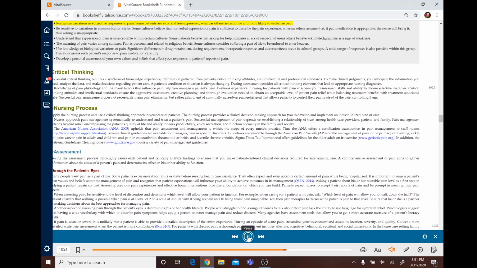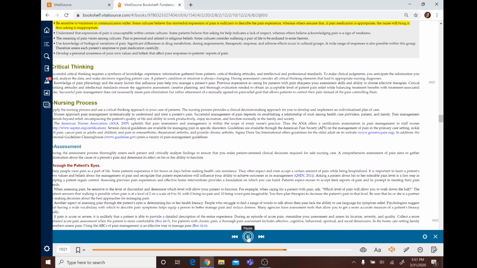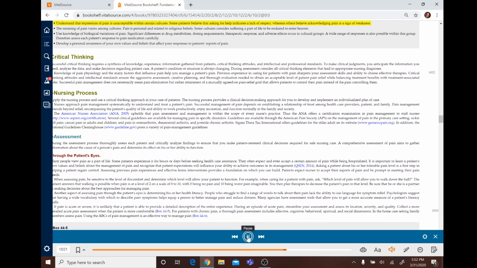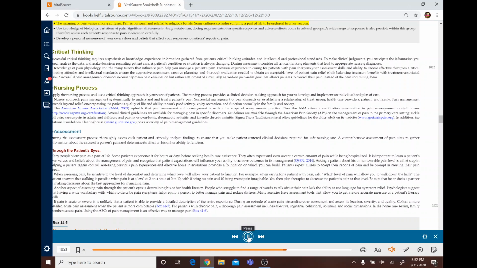Recognize variations in subjective responses to pain. Some patients are stoic and less expressive, whereas others are emotive and more likely to verbalize pain. Be sensitive to variations in communication styles. Some cultures believe that nonverbal expression of pain is sufficient to describe the pain experience, whereas others assume that, if pain medication is appropriate, the nurse will bring it, thus asking is inappropriate. Understand that expression of pain is unacceptable within certain cultures. Some patients believe that asking for help indicates a lack of respect, whereas others believe acknowledging pain is a sign of weakness. The meaning of pain varies among cultures.